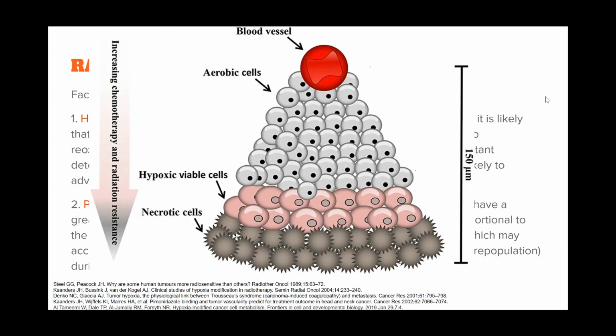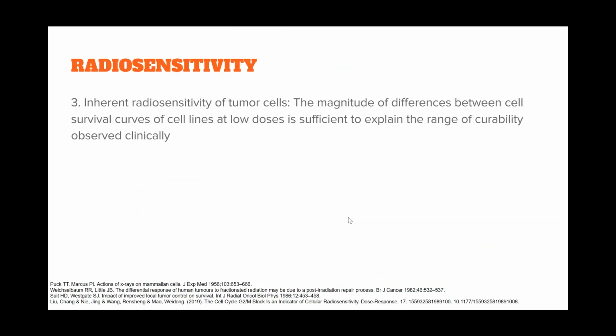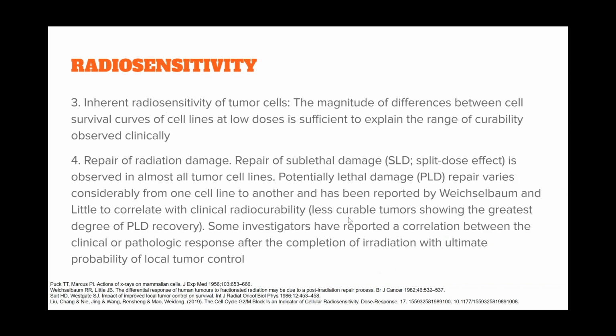Now you can see here that the cells which are away from the blood vessel are hypoxic, but they are viable cells. So during the initial fraction of radiation, the aerobic cells would be killed because of the fixation of the radiation damage. And then these hypoxic cells would be oxygenated, and then they would become radiosensitive. Other factors influencing radiosensitivity are the inherent radiosensitivity. Some cells have better cell survival, then repair of the radiation damage, the sublethal damage, and the potentially lethal damage.